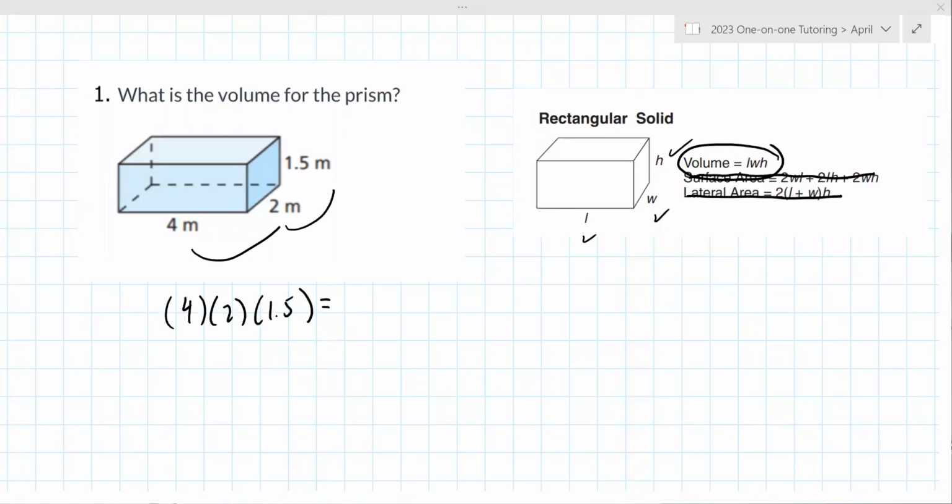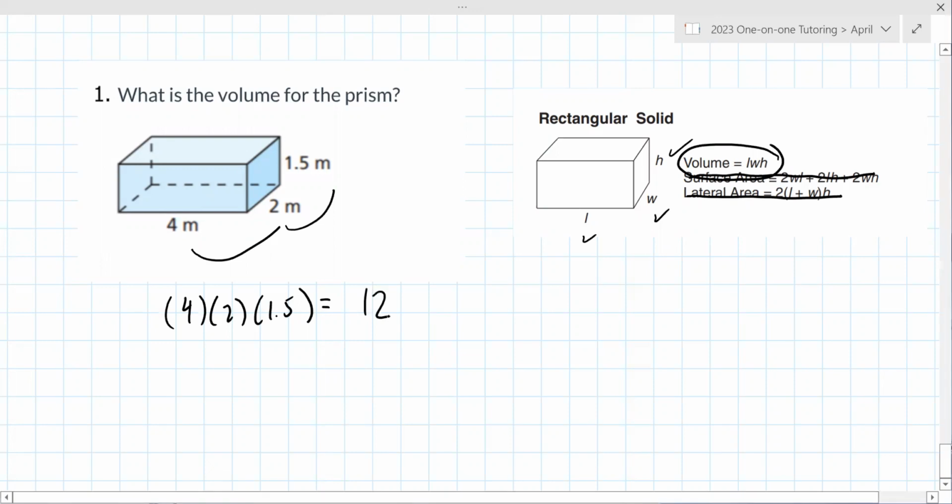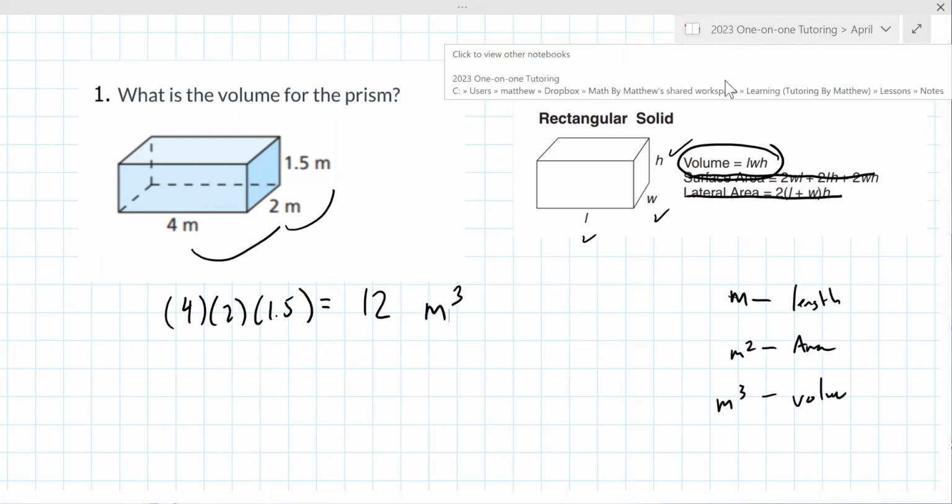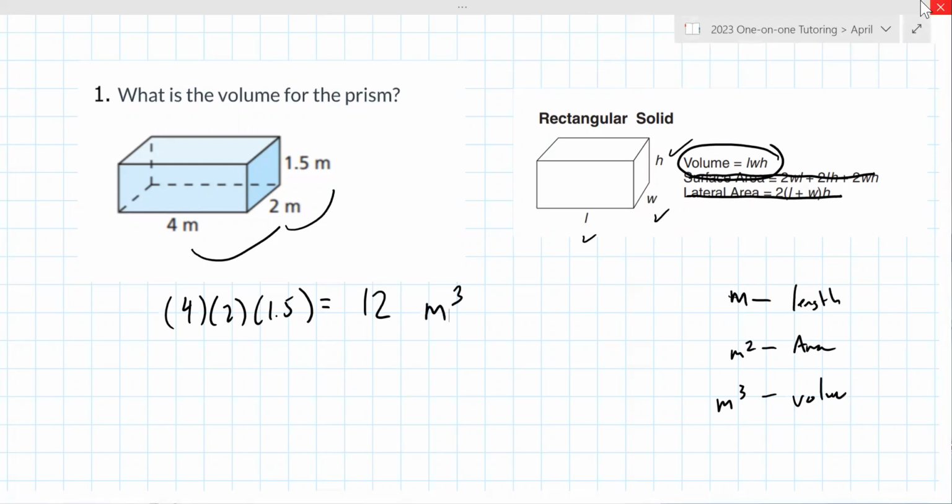So that would be 12. Okay, and what are the units of volume? Meters. That's length. Meters, single units, are for length. Meters squared is for area. What do you think volume is? Meters cubed, or cubic meters. Cubic meters. Cubed showing volume. All right, yeah, that makes sense. Okay.